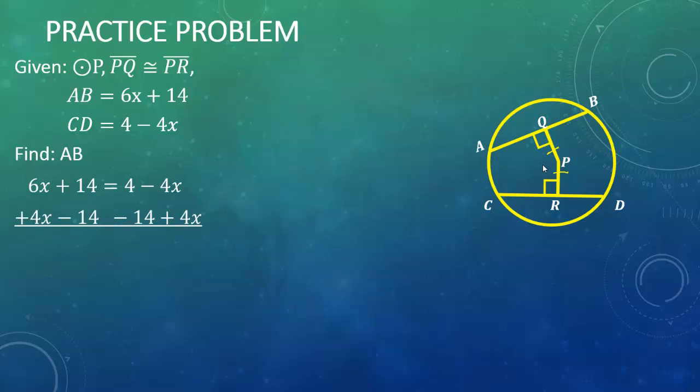Combine like terms, so get your x's on one side, your constants on the other. And that's going to give you 10x equals negative 10, which means that x will equal negative 1. Now, don't get thrown off by the negative, okay? X is negative 1. The measurement is not. So this isn't a measurement. We're just plugging that back in. So we'll plug it into AB since that's what we're trying to find. We'll plug it in for x. So 6 times negative 1 is negative 6 plus 14 equals 8. So AB equals 8. Easy enough. Let's move on to a proof.